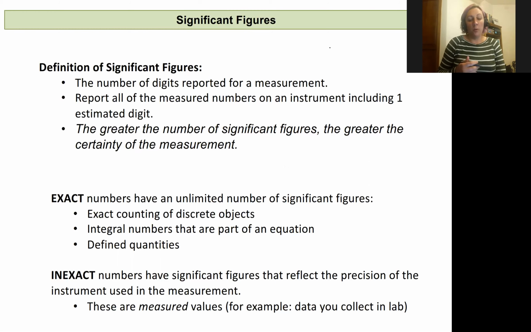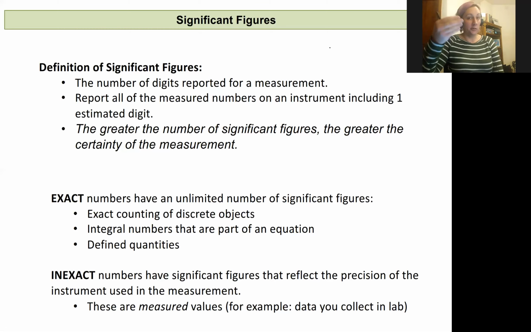And so you would report all of the digits that were actually given or read from an instrument plus one estimated digit. And that estimated digit is really us using our own ability to observe either where a line is or reading a scale that might be changing a little bit and adding a level of interpretation there.